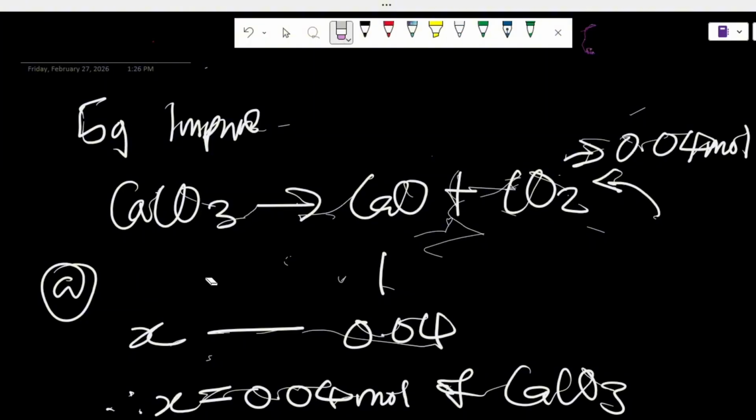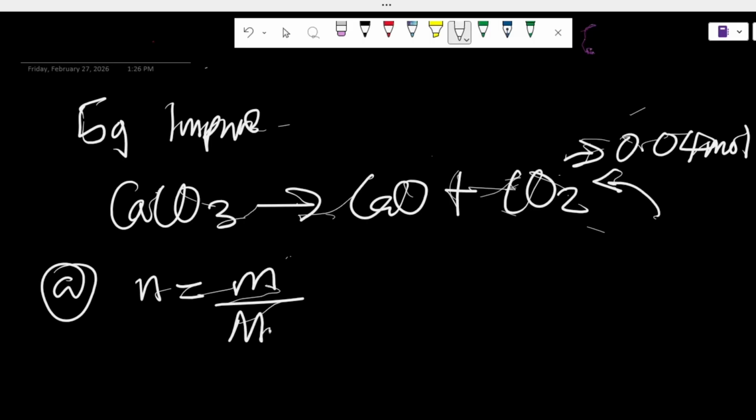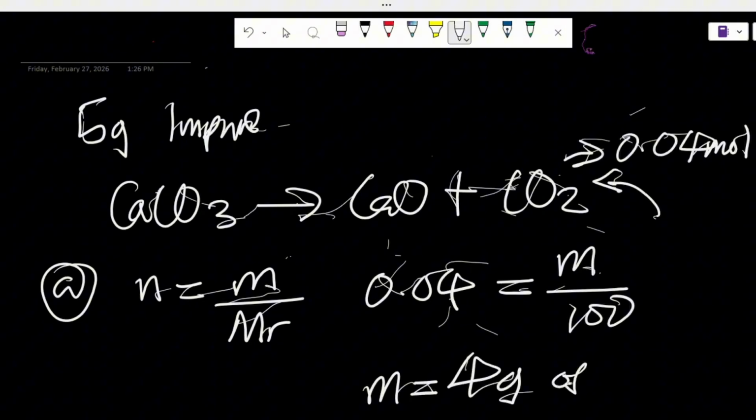Now, what is the mass of pure calcium carbonate? Since you have the moles here, which is 0.04, it's very easy to find the mass. Mole is equal to mass over the relative molecular mass. So you have 0.04 as the number of moles, and mass is what you are looking for. The relative molecular mass of calcium carbonate is actually 100. So the mass is going to be 100 times 0.04, which is 4 grams of calcium carbonate. And that's the answer.